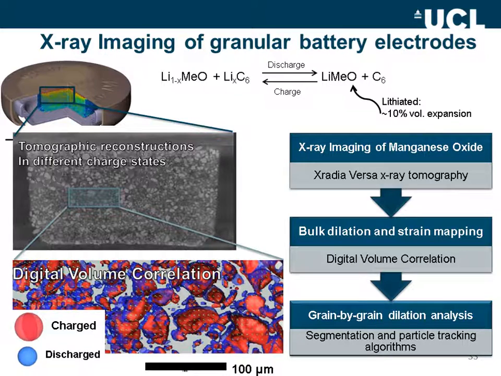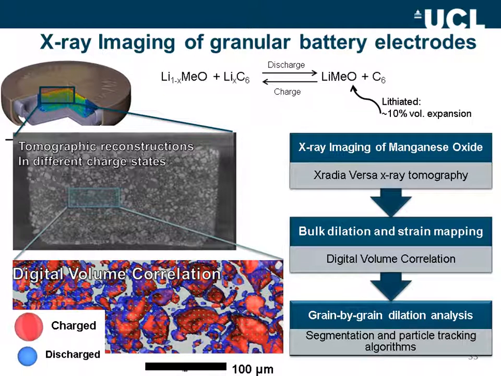The granular battery electrode will breathe. It will expand and contract as it charges and discharges. As the manganese material accepts lithium, it will begin to expand, and then as it donates lithium back to the counter electrode, it will shrink in response. This continuous breathing, this expansion and contraction, is one of the main mechanisms for microstructural degradation in batteries, which also leads to performance loss.